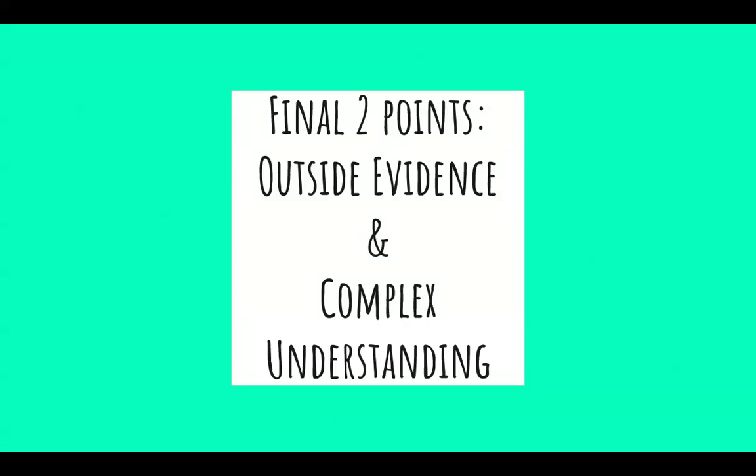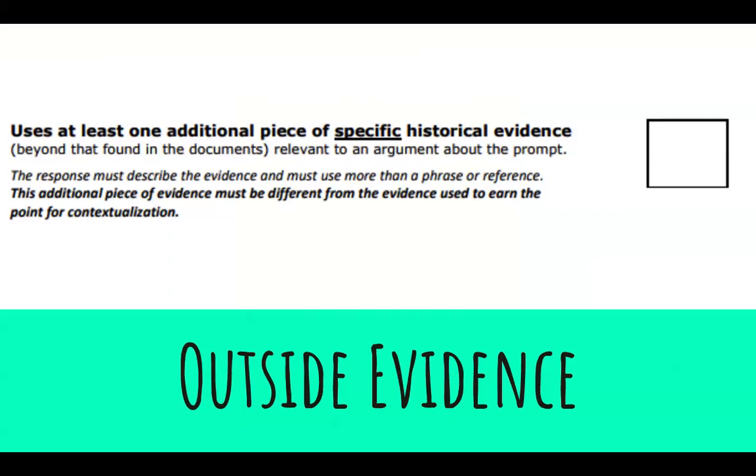So we should hopefully have 5 points right now. We got our points in our introduction with our contextualization, our background knowledge, our thesis, our argument, and then we got our 3 with describing, supporting, and explaining our documents. Well, now the final 2 points come in the way of outside evidence and complex understanding. So let's kind of talk about what those mean. How do we get those last 2 points?